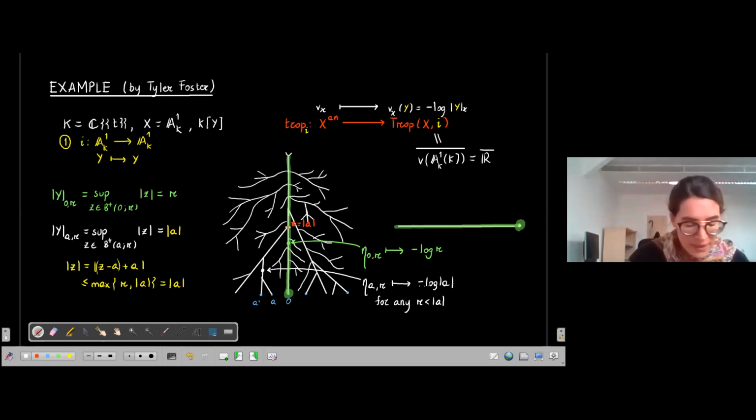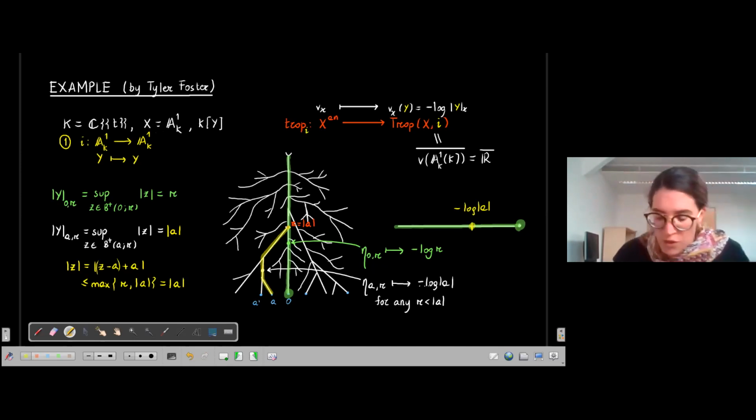So what we're seeing here is that it doesn't depend on which R we take. So for all the R that are strictly smaller than the norm of A, all these valuations, all these semi-norms are all sent to minus log of A. So they're all sent to a point here corresponding to minus log of norm of A.